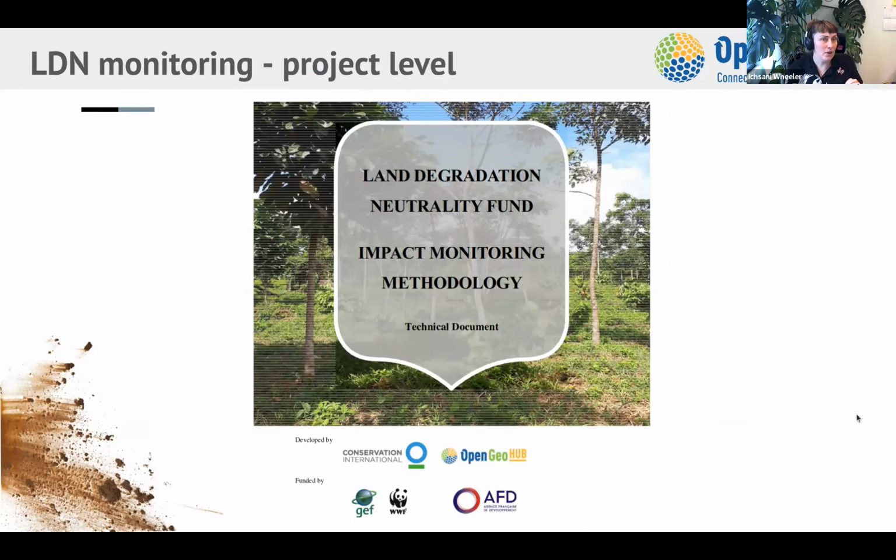All right, so LDN monitoring at a project level is something that I'm going to bring in here because it really helps me introduce, or at least what I can see to be, some of the main compatibility issues that may be encountered in Europe. So this is a methodology for how you monitor essentially land degradation neutrality. This is for a specific fund that was generated for LDN. It was the first fund in this area to support projects on the ground that met LDN initiatives, right?